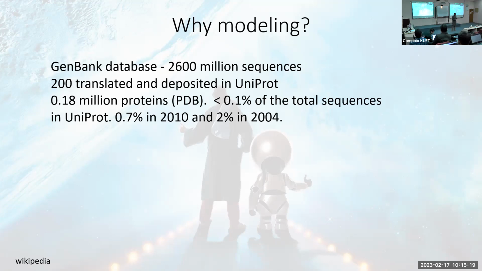But structure prediction is a very costly thing. So right now, and this was taken last summer, I think, if you go to the GenBank database, you have 2.6 billion sequences because they are cheap. People all over the world are doing it and uploading. There's a huge number of sequences. A good fraction, I think 200 million of them, is translated, that means from sequence to protein, and deposited to UniProt.